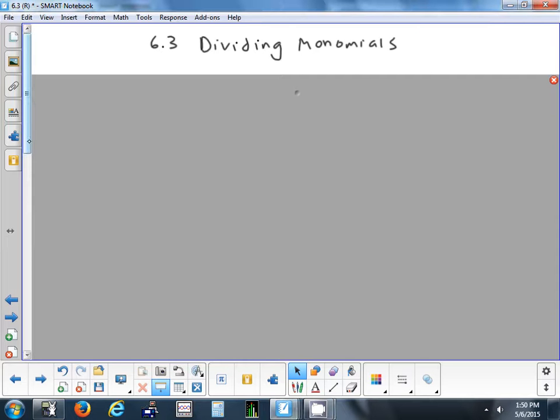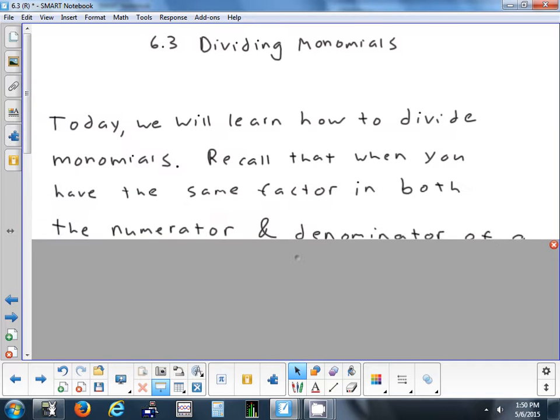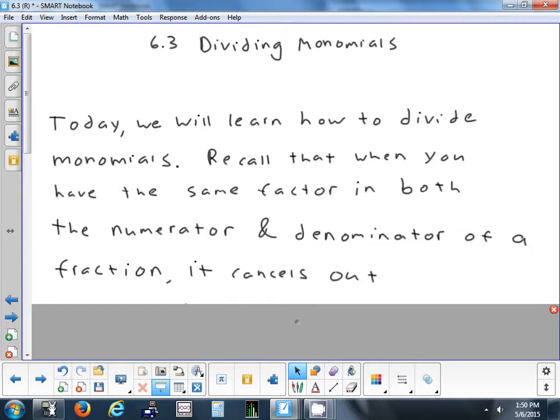So our last two sections, everything we've done has been all multiplication. Okay? Today we're going to look at division. This is going to be kind of the main idea we use today. If you've got the same thing in the top and the bottom of a fraction, it cancels out.